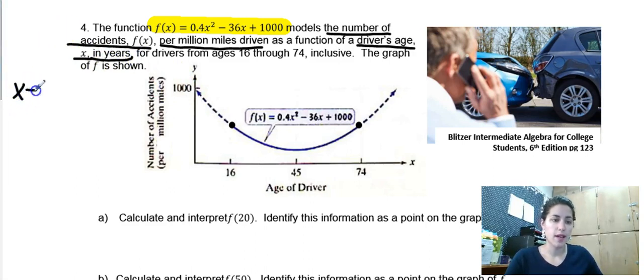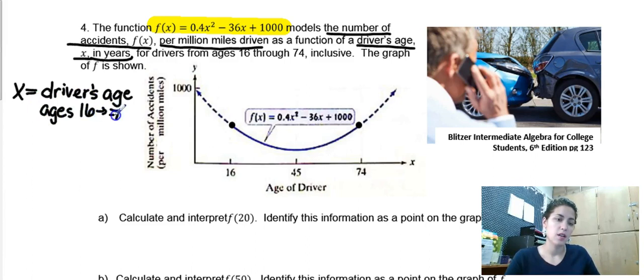So x, off to the side, let's write down x equals driver's age. And also notice next that it specifies for drivers from ages 16 through 74. So we'll add that to the definition of our variable, ages 16 to 74. Inclusive sounds a lot like the word included. So we're saying inclusive meaning including age 16 and 74. And if we actually look at our graph here, notice it's a solid dot at 16 and 74.